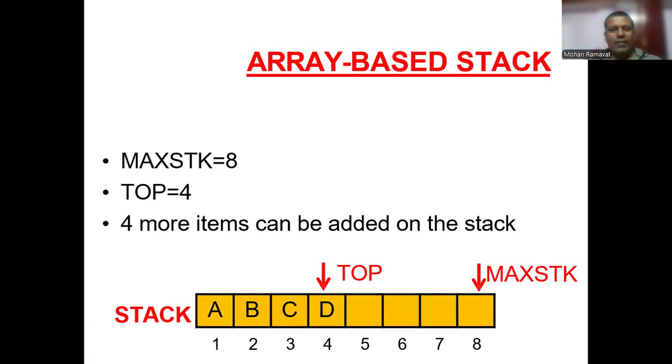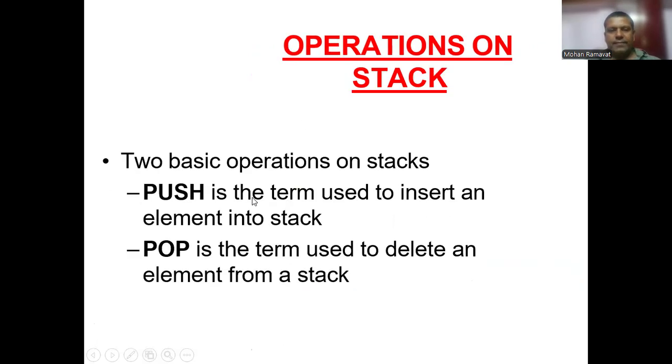So whatever I was explaining, that is depicted here. So the maximum size of the stack is 8. So you can see here 1, 2, 3, 4, 6, 7, 8 maximum size of the stack, and top is here. So 4 more items can be added in the stack. Why? Because these 4 items are empty here, right? So the 5th index, 6th, 7th, 8th. There are 4 empty rooms. So top is pointing to the index 4. The D is stored in that index 4, right? So 4 more push operations can be performed in this stack.